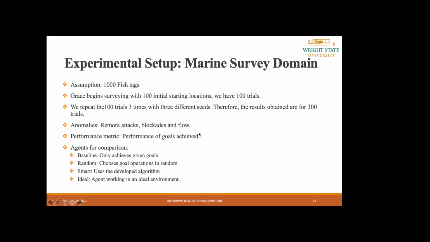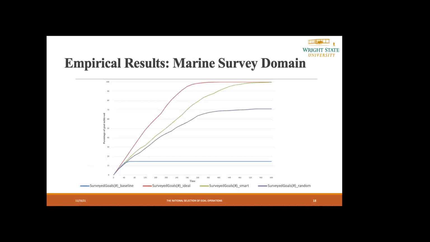And Grace begins surveying at 100 different initial locations, so essentially we have 100 trials for each experiment, and we run the experiment with 3 different seed values, meaning randomizing when these anomalies occur. And once again, to measure the performance, we use the same agents. So in this domain, as you can see, the baseline is right at the bottom.